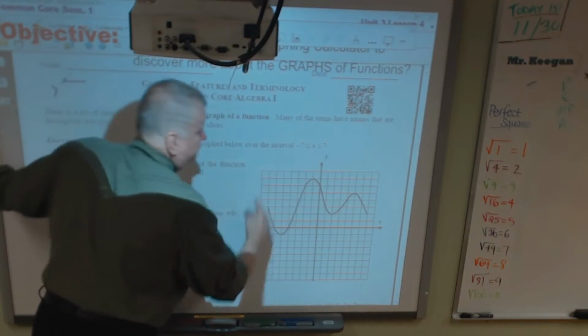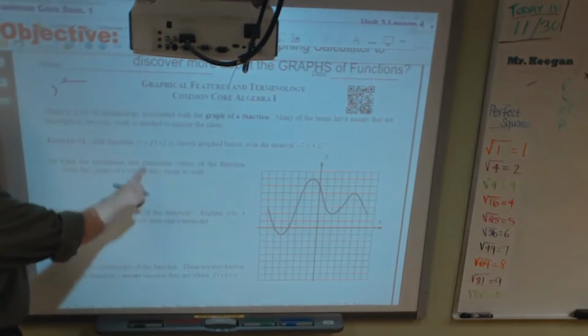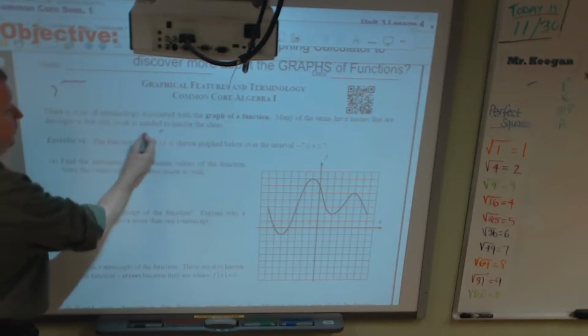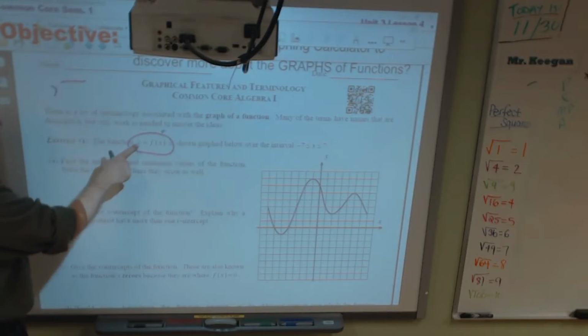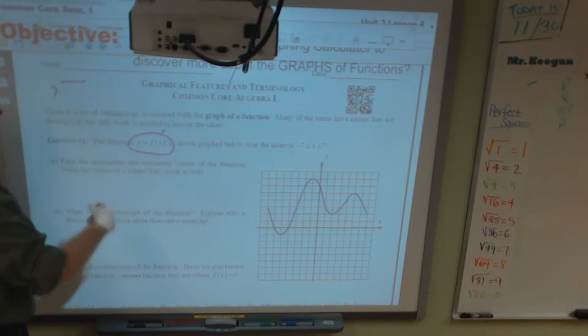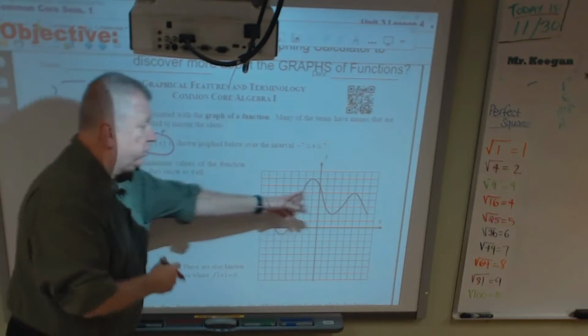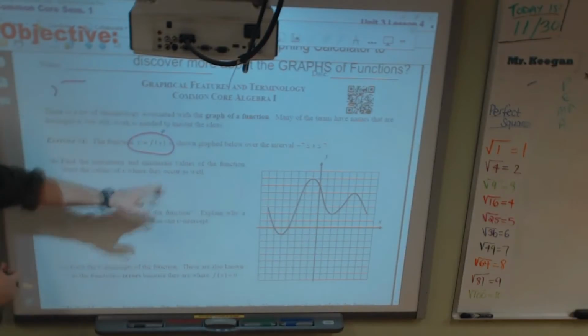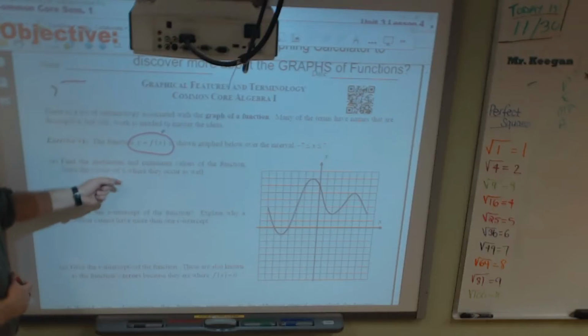So here is a function that they graphed, right? Now notice they're not telling us what the equation is. They're just saying y is equal to f of x. That's just generic. That means we don't know what the rule is here, okay? But if you have a picture of it, we could figure out some things about it.